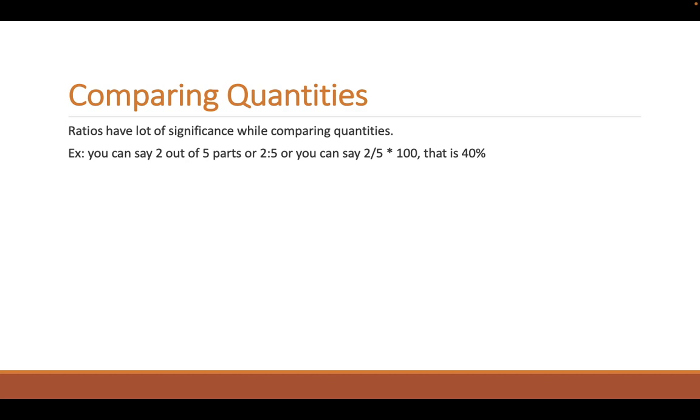You can say 2 by 5 or 2 is to 5, or you can say it in percentage also. It's saying 2 by 5 multiplied by 100 is going to give you 40%. So whether it is percentage or ratios, not much difference. That's what it is trying to explain. Now, another term. While comparing quantities, these things you need to know: ratios, discounts, tax, and all those things, because this comes under a little bit of problem solving.